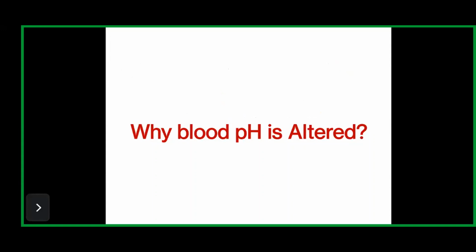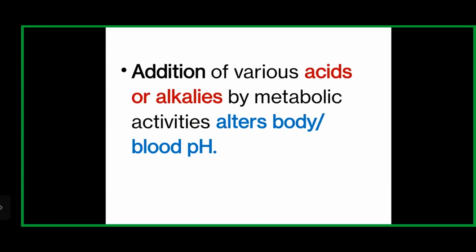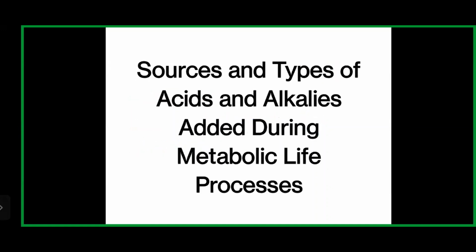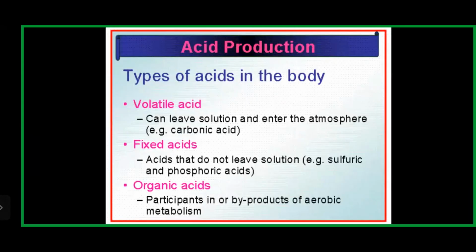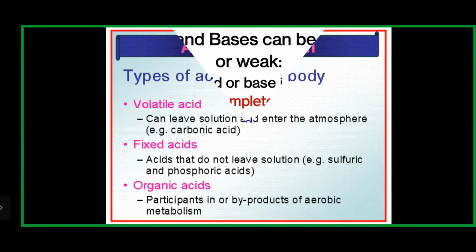Now, why blood pH is altered? Addition of various acids or alkalis by metabolic activities alters the blood or the body pH. Now, sources and types of acids and alkalis added during different metabolic life processes. Now, acid production. The types of acids in the body can be divided as volatile acids that can leave the solution and enter atmosphere. For example, carbonic acid. There are some fixed acids that do not leave the solutions. For example, sulfuric acid and phosphoric acids. And there are some organic acids that participate in or are byproducts of aerobic metabolism.